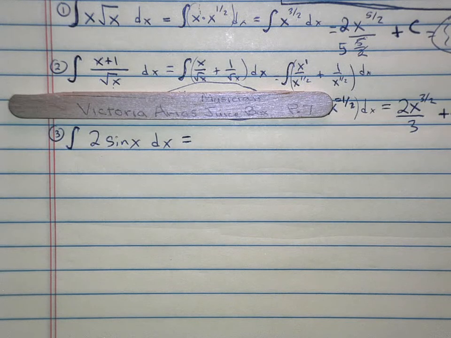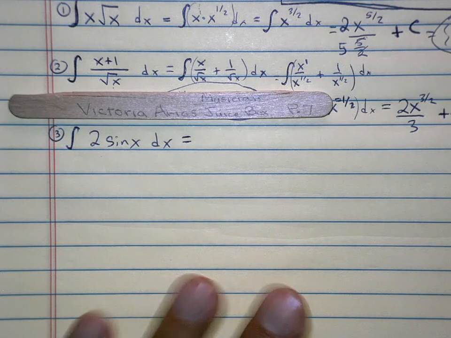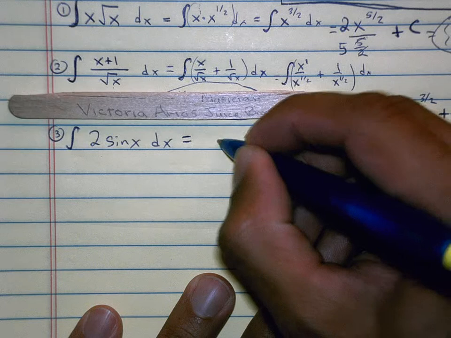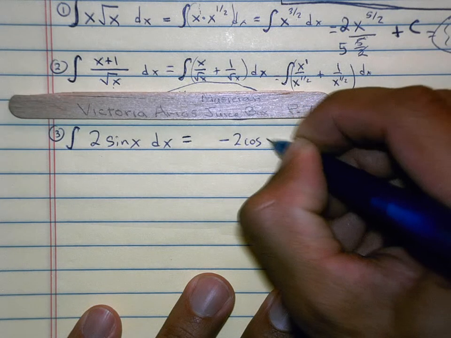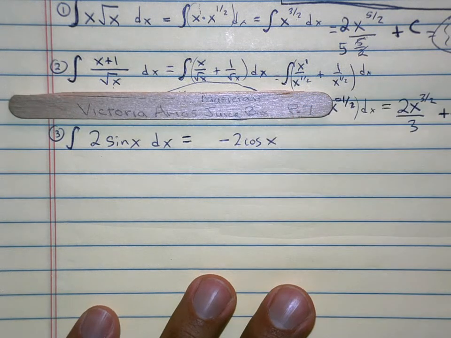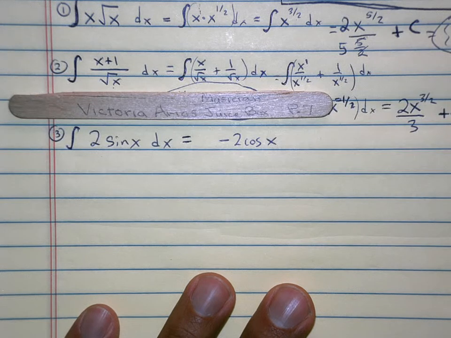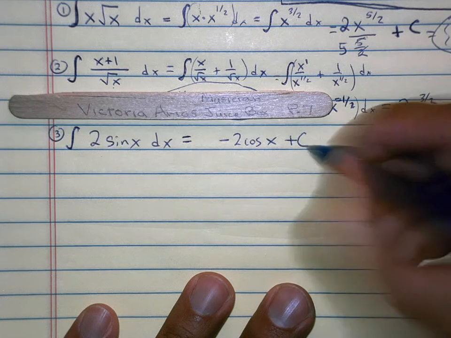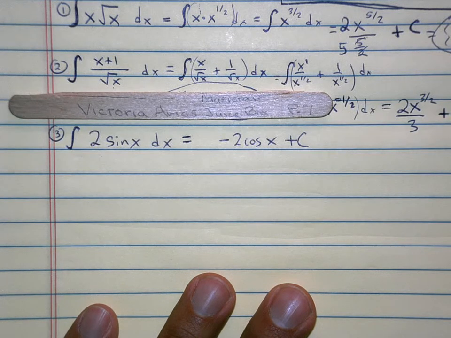Miss Arias, what did you get for your integral? -2 cosine x. How many of you have -2 cosine x? Raise your hand. What did she forget anything? Yes, the constant. Okay. How many of you have -2 cosine x plus c? Raise your hand.